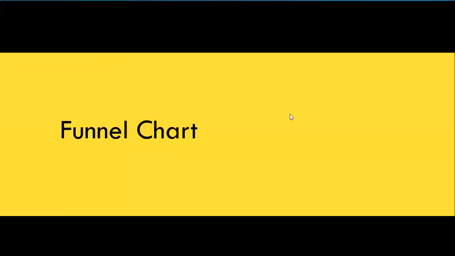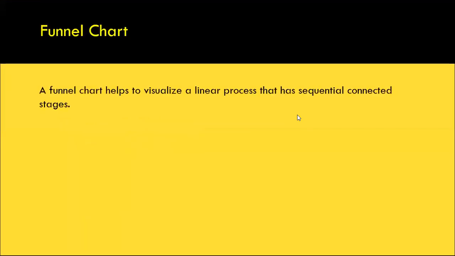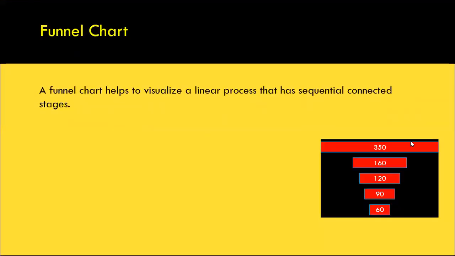The funnel chart shows the different flow of stages. Look here, this is the flow of stages. This is the first stage, second stage, third stage, fourth stage, fifth stage. This appears like an inverted pyramid.